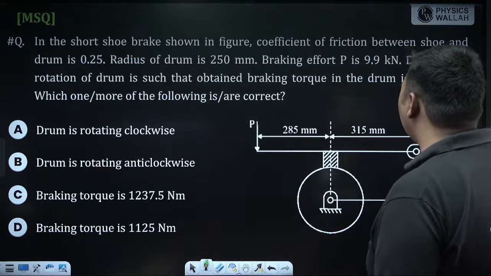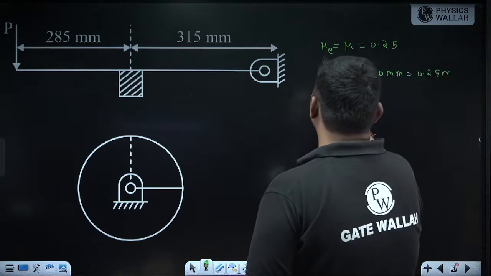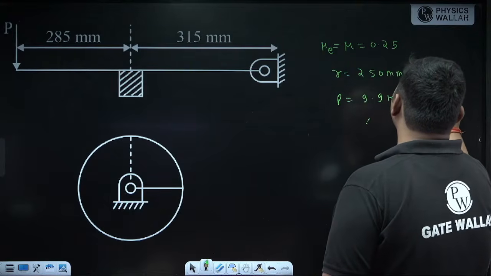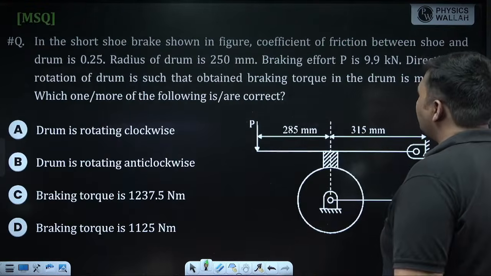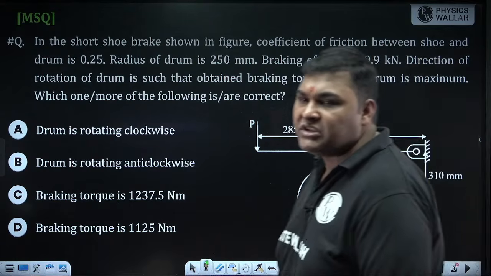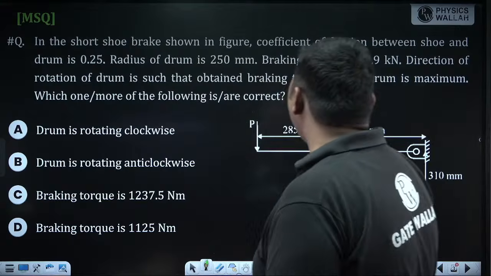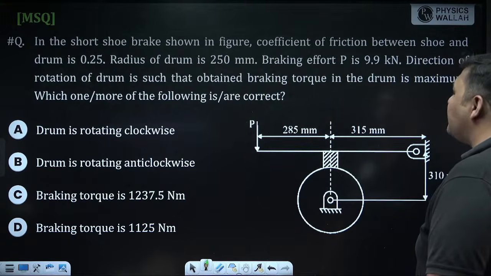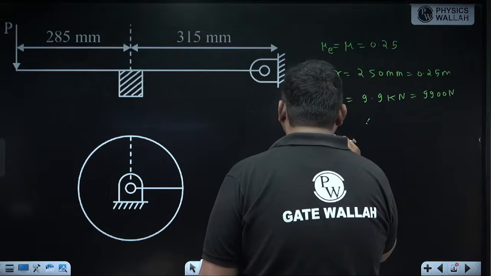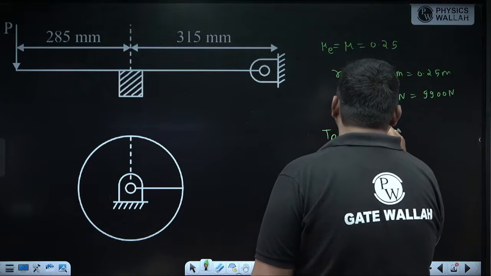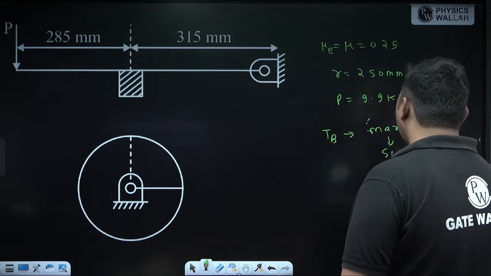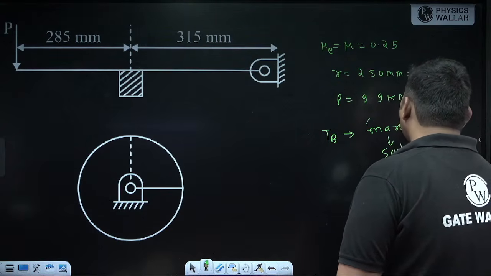Now, braking effort P is given. It is 9.9 kilonewton; in Newton, it will be 9900 Newton. Now this is a very important line: the direction of rotation of the drum is such that the obtained braking torque in the drum is maximum. So we had to calculate braking torque, but we had to take that rotation in which it is maximum.